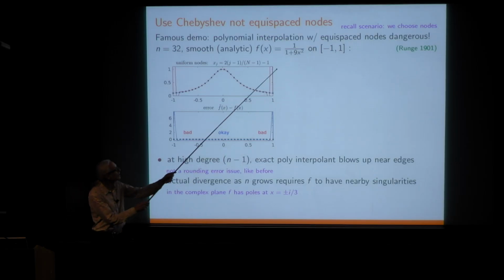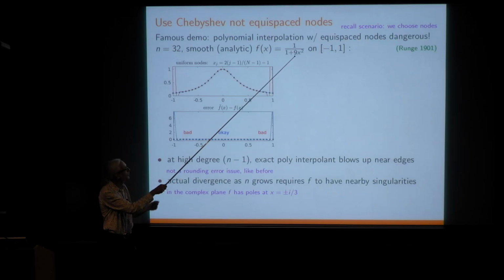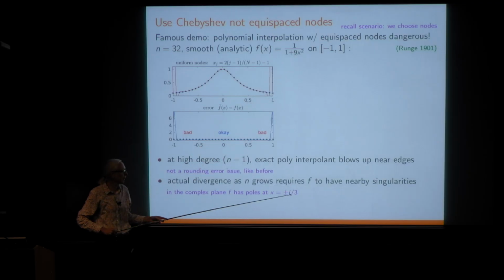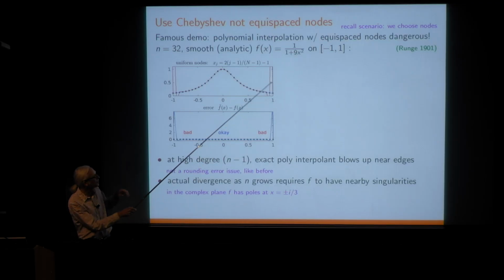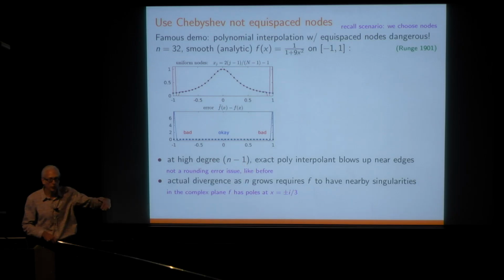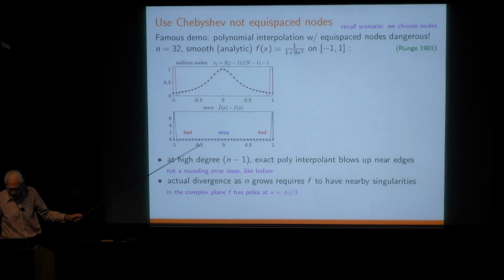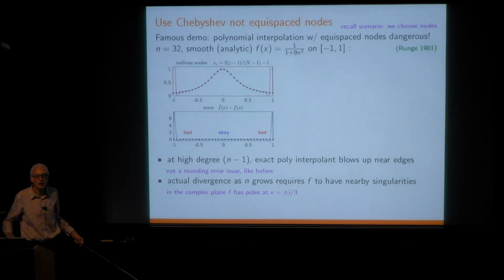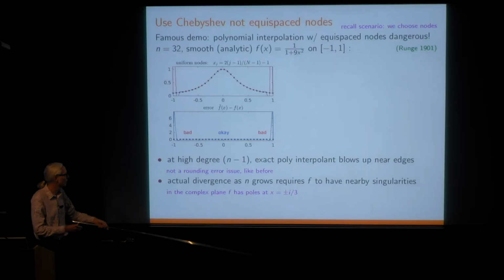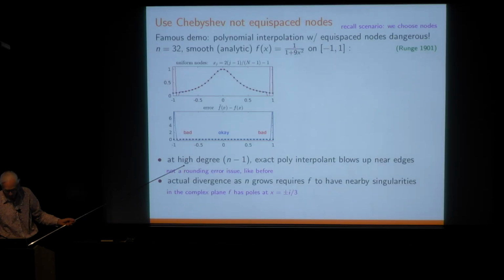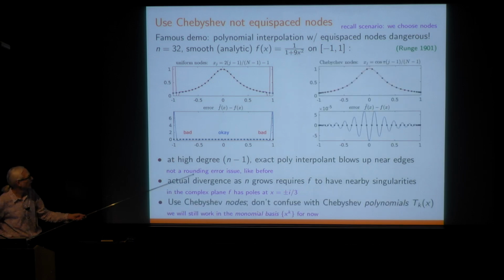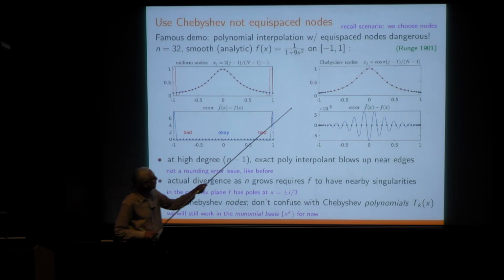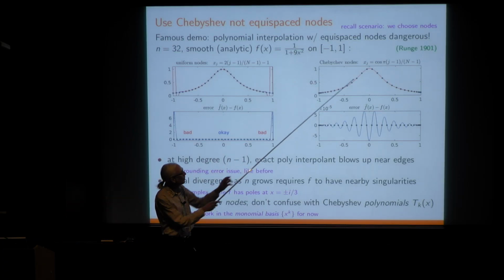This function has poles. You can stick in x is plus or minus i over 3 in the complex plane, and that blows up. So even though it's smooth along the real line, it's the complex singularities, just like Taylor series, just like many things, are controlled by things that you might not have thought of off in the complex plane. So the universal fix for this is to use Chebyshev nodes.